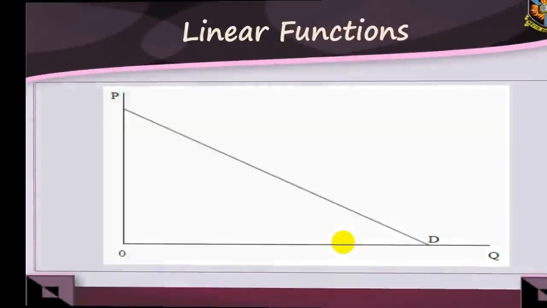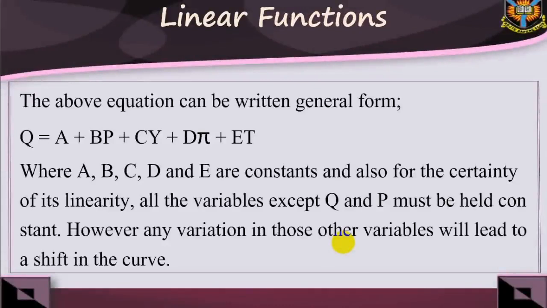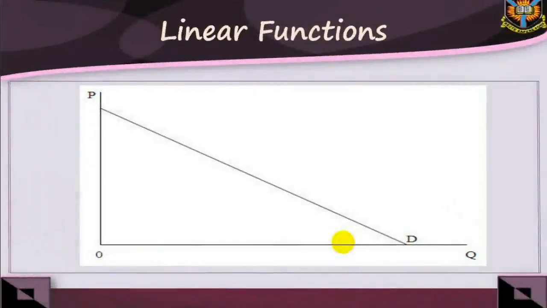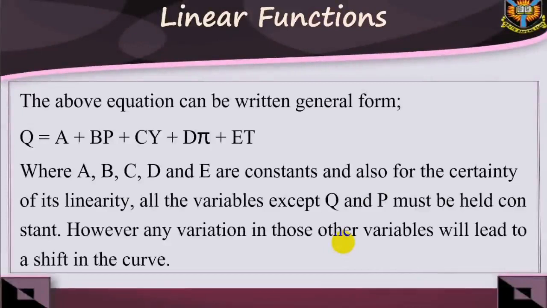The above equation can be written in general form: q equals a plus bp plus cy plus dr plus et, where a, b, c, d, and e are constants. Also, for the certainty of its linearity, all the variables except q and p must be held constant. However, any variation in those other variables will lead to a shift in the curve.